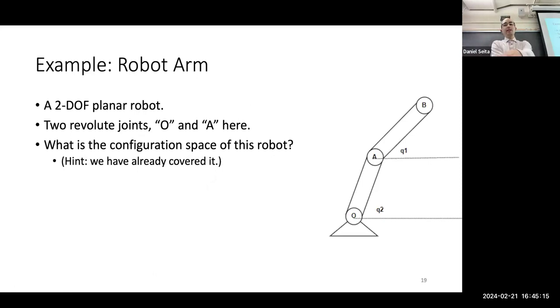All right, and then what is the configuration space with respect to topology for a 2-DOF planar robot? I guess what's the topology of its configuration space? I kind of gave it away here, right? There's only a few candidates, multiple choice. I'll give you a second to think about it.